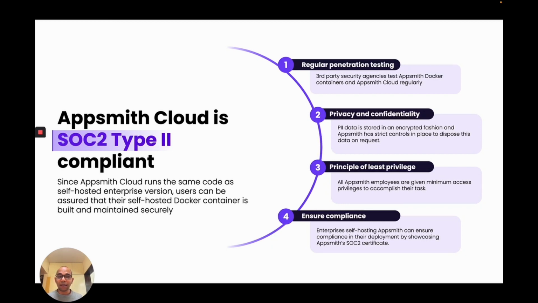Any PII data is stored in an encrypted fashion because at Appsmith we take privacy and confidentiality very seriously. On request, we also have strict controls to dispose this PII data on any customer request. The entire Appsmith team follows the principle of least privilege, which means that each person on the team is given minimum access in order to accomplish their task.